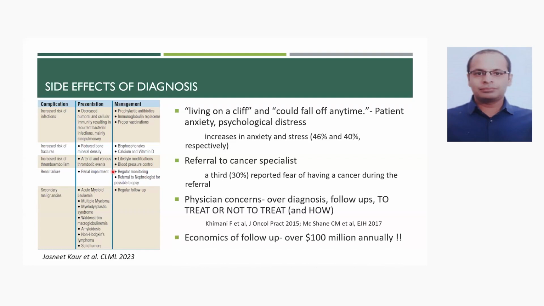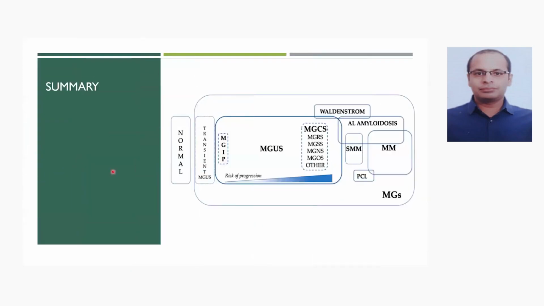Lastly, many a time these are expensive disorders to diagnose, and the investigations for follow-up are pretty expensive as well. With the population prevalence of 3 to 5%, the economics of follow-up can go up to $100 million annually. It's a huge amount of money which needs to be spent for diagnosis and follow-up of these patients.